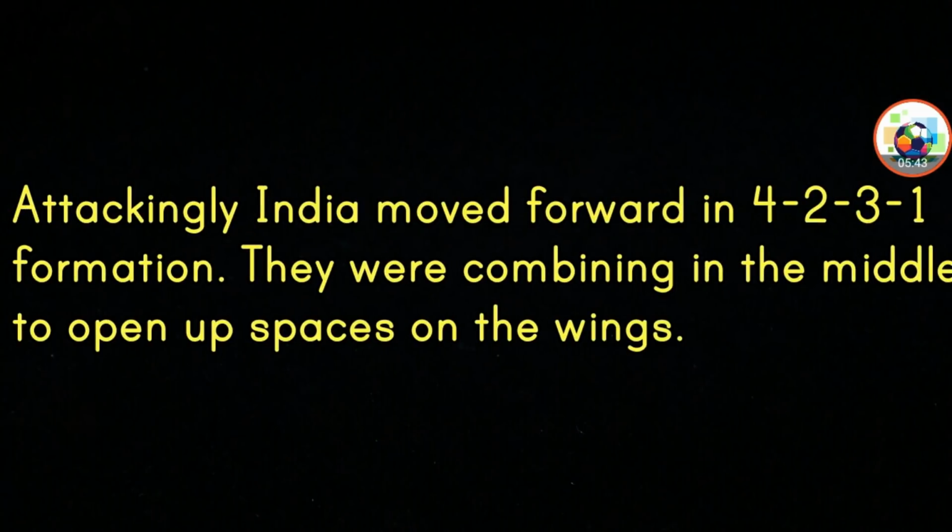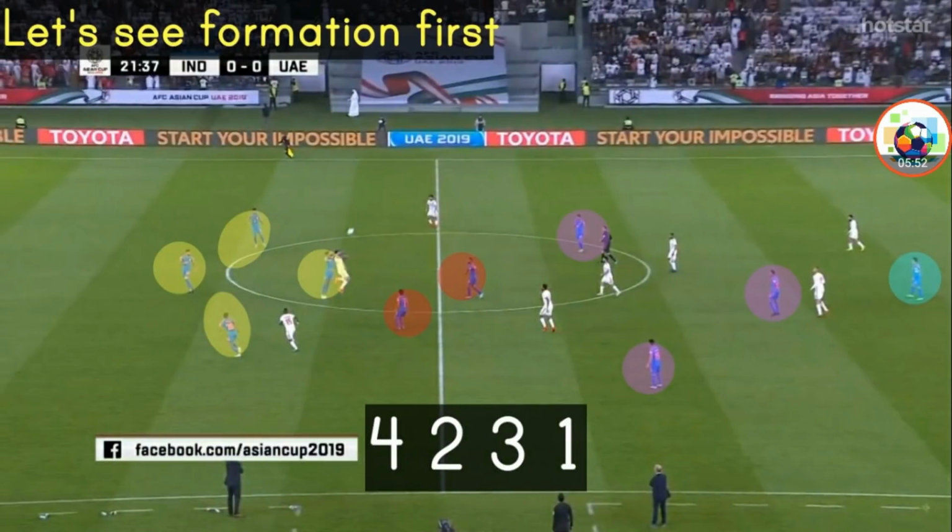Attackingly, I have told you India moved forward in a 4-2-3-1 formation. They were combining in the middle to open up spaces on the wings. Now let's see that. Here you can see the yellow spots are the defense of the Indian team, and the red spots are the two defensive midfielders, Anirudh Thapa and Pranoy Halder, and three purple spots are the attackers, and you can see in the blue spot up front Chhetri is there playing as a striker, and this formation you can see is 4-2-3-1.